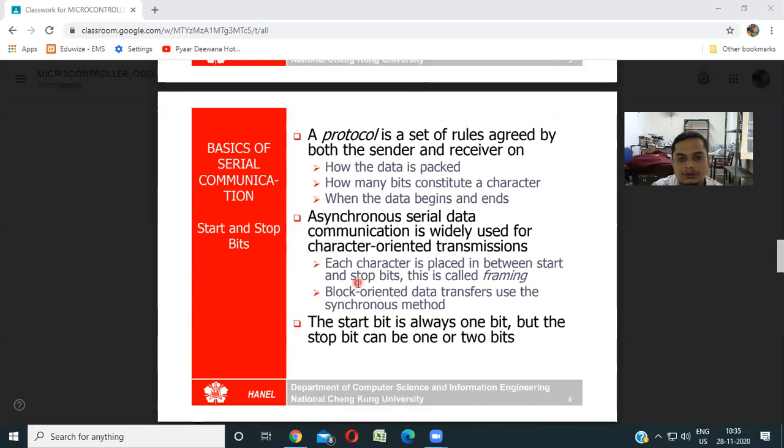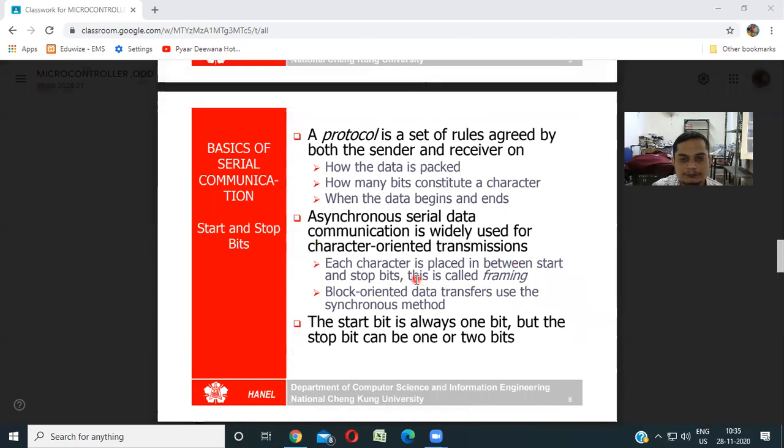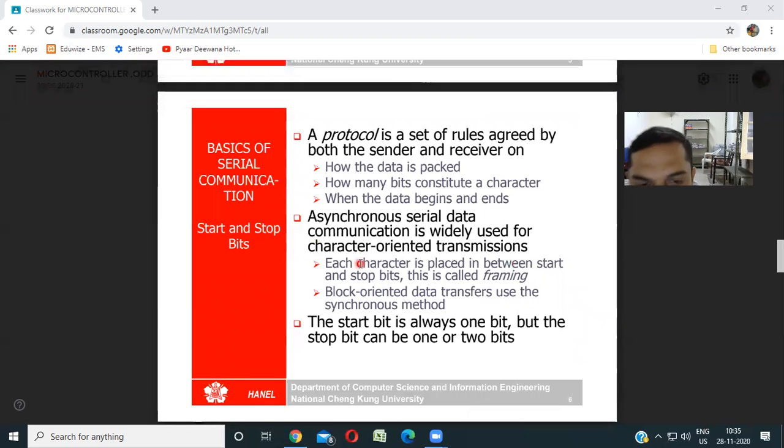So a byte makes D0 to D7. Before the start of D0, we have to insert the start bit, and at the end of D7, we have to insert a stop bit. So these start and stop bits at the beginning and at the end of the bits are called framing. These are used to avoid confusion at the receiver side.